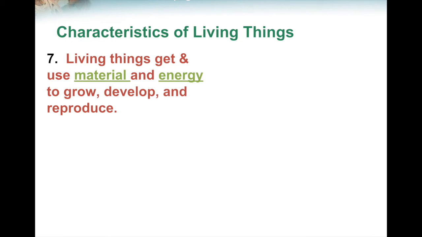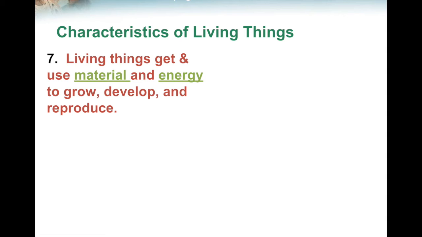The next characteristic that all living things have is that we have to get and use material and energy so that we can survive, so that we can grow and develop and reproduce. So what does that mean? For instance, for animals, we need food so that we can have enough energy to do whatever we need to do. So food would be like a type of material, and in our food there's energy.